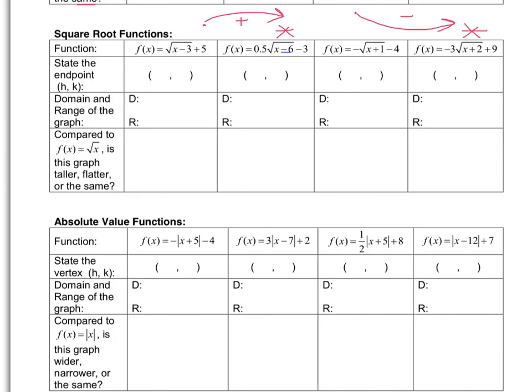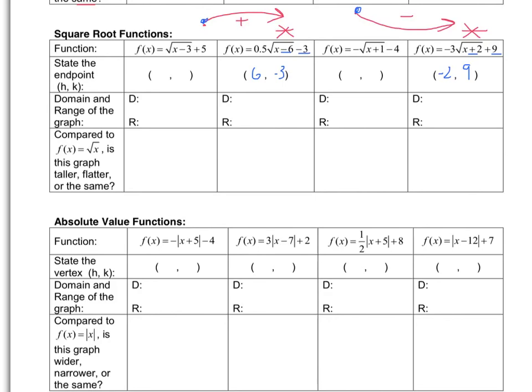It's shifting 6 to the right and 3 down, so it's going to be (6, -3). As for this one, it's going to go 2 to the left and 9 up, so (-2, 9). This is how you decide what the endpoint, or you can say the starting point, of your square root function is.